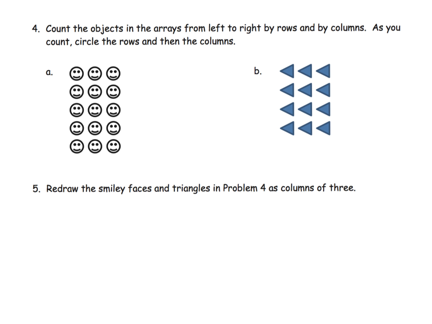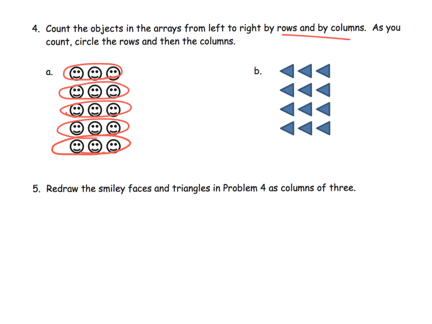Again, it says count the objects in the arrays from left to right by rows and columns, and as you count, circle the row and then the column. So what they meant by that is you're going to say, okay, 1, 2, 3, circle. 4, 5, 6, circle. 7, 8, 9, circle. 10, 11, 12, circle. 13, 14, 15, circle. So we see that we have 15 smiley faces.